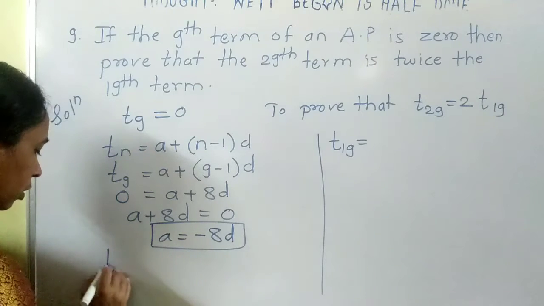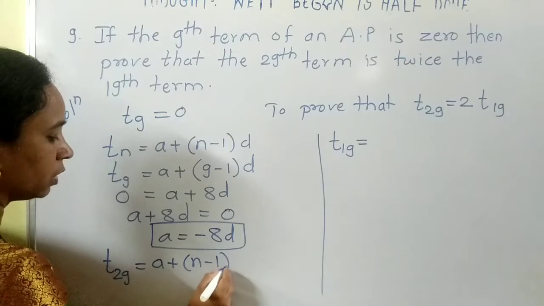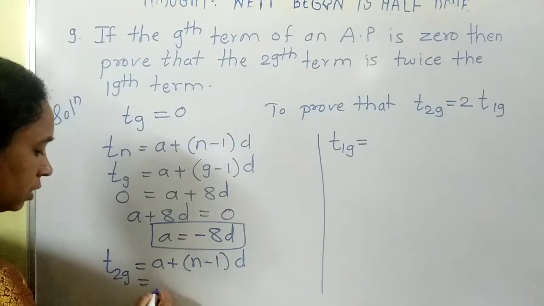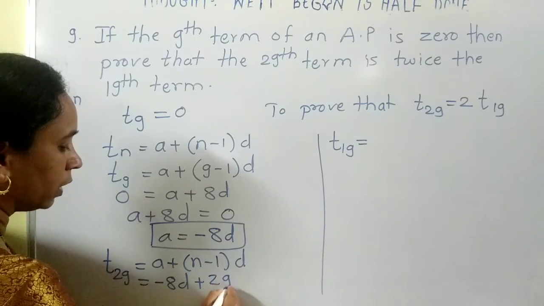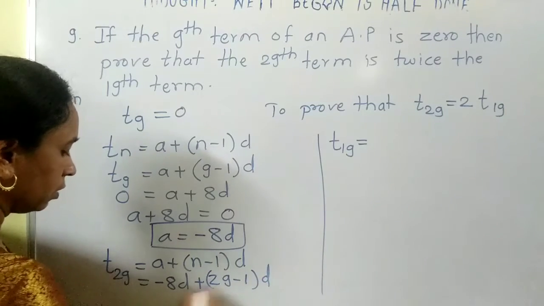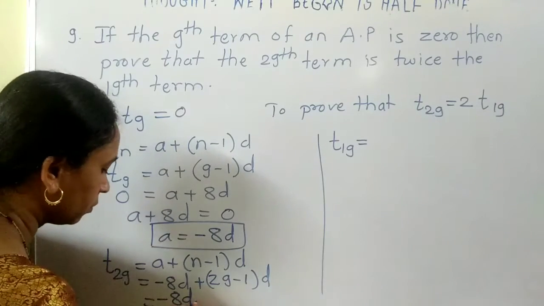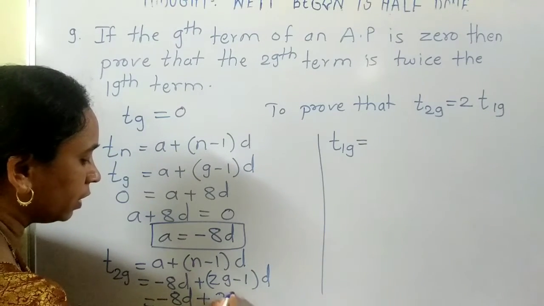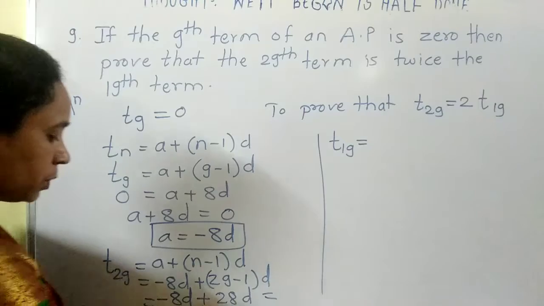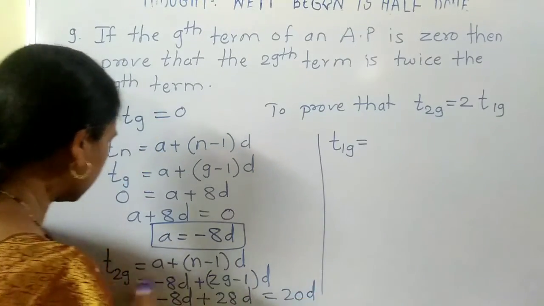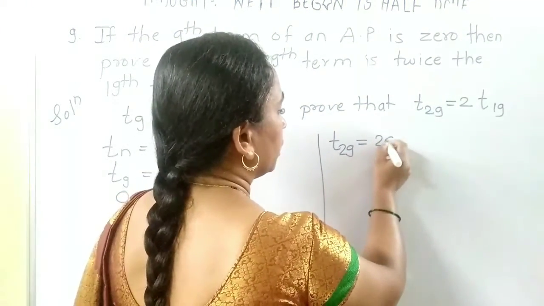So here I will find T29, which is equal to A plus n minus 1 into D. A's value is minus 8D, plus n, now n is 29, so 29 minus 1 into D. That means we will get minus 8D plus 28D. So what is the total? If you observe, it will be 20D. So T29 is equal to 20D.